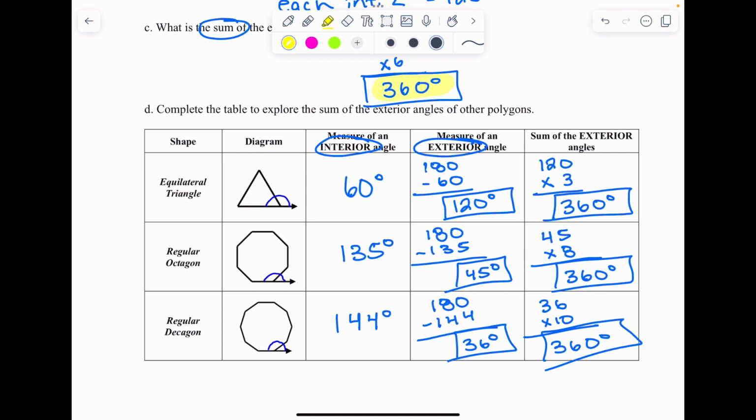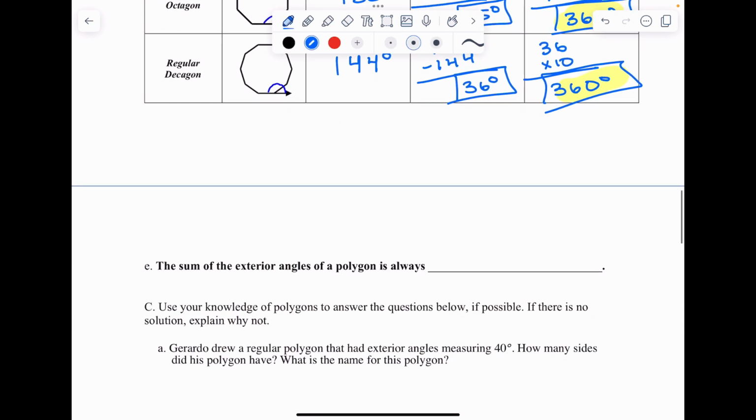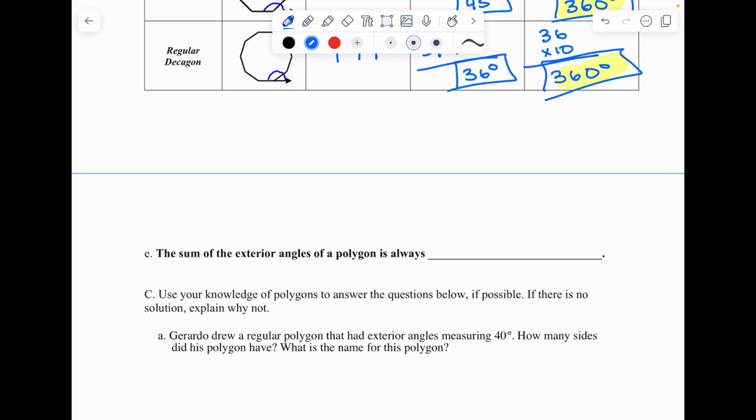Notice how I got 360 degrees as the exterior angle sum for every single polygon? That is no coincidence. The sum of the exterior angles of a polygon, and that's any polygon, regular or not, is always 360 degrees. So make sure you know that the exterior angles of any polygon will always add up to 360 degrees. And this can come in handy, because if we know that they always add up to 360 degrees, and we know that the polygon is regular, we can just divide 360 by the number of sides to find out what each exterior angle will be.